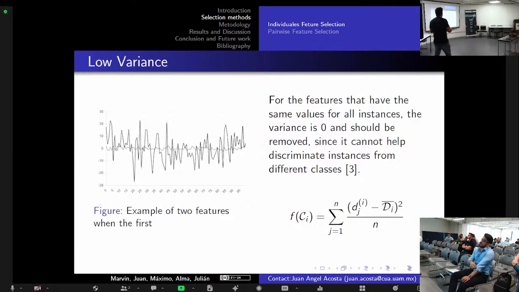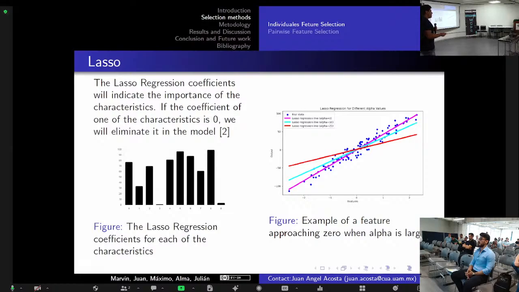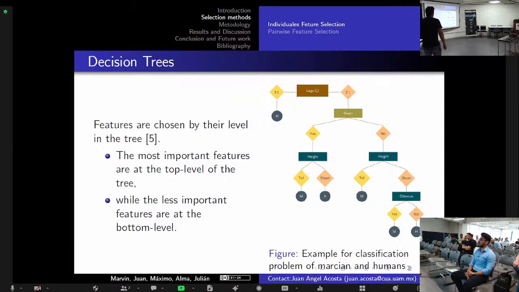For individual selection, we have the low variance method. In general, we are not interested in filters that have a low variance, because these filters have the same value in all samples, and they are not interesting in our problem. In the case of lasso, the importance of a filter is the coefficient obtained by lasso. For example, if a filter has a 0 coefficient, this filter will be eliminated. For the decision tree, the most important filters are at the top level of the tree, while the less important filters are at the bottom level.